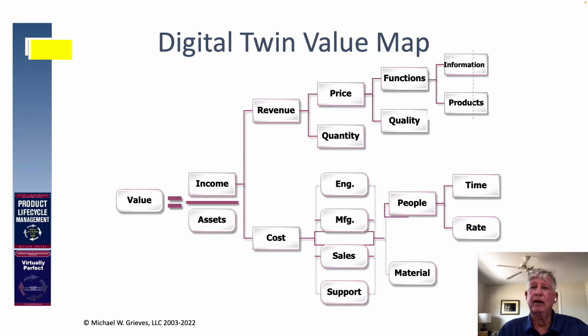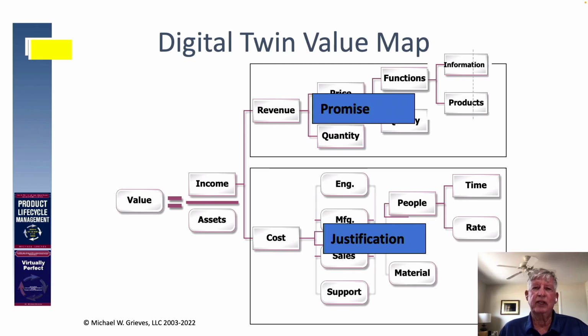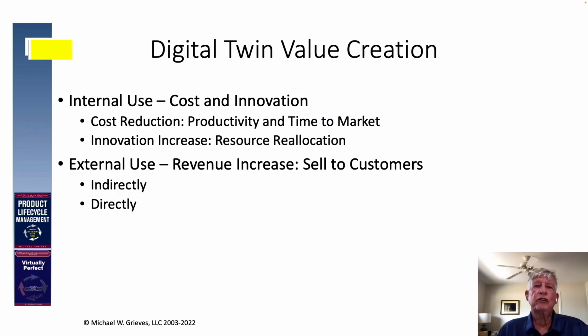On the revenue side, it's dependent on the price of your product and the quantity of your product. The price of your product is pretty much a function of the number of things your product can do and the quality of your product. Below a certain amount of quality, you're not going to sell any, and above a certain amount of quality, it's going to cost too much. From a function standpoint, in the digital twin, we have the ability of selling both products and information about those products. We usually have to justify investments on the basis of cost reduction, but the promise is in increasing revenues, and our focus ought to be on both of those.